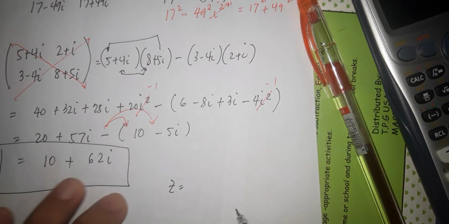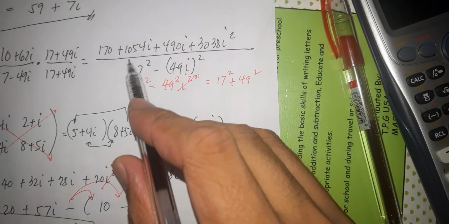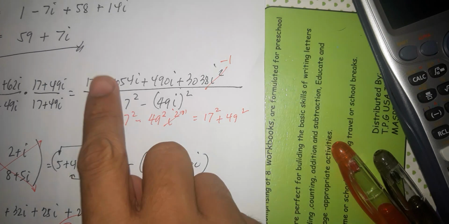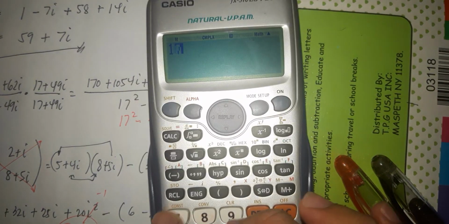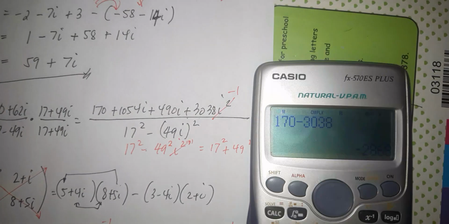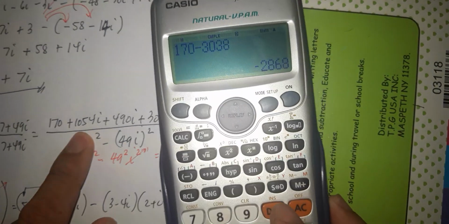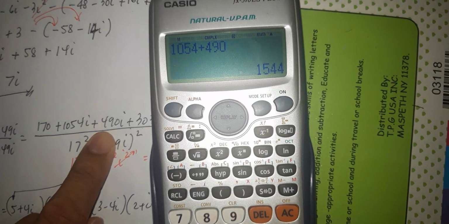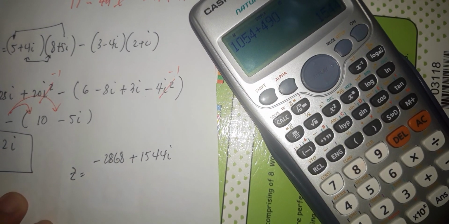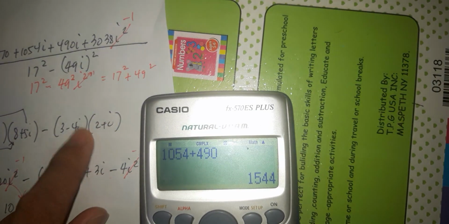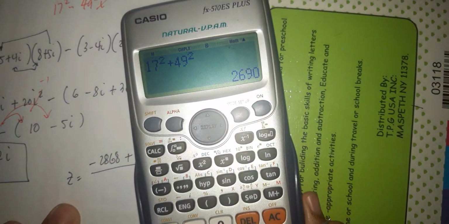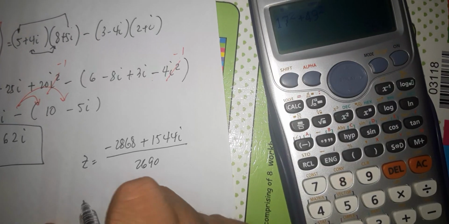So our z, simplifying: this is 170 plus 3038, but this is negative, so 170 minus 3038 will be negative 2868. And then for our imaginary part, 1054 plus 490 gives you 1544i, all over 17 squared plus 49 squared, which is 2690.